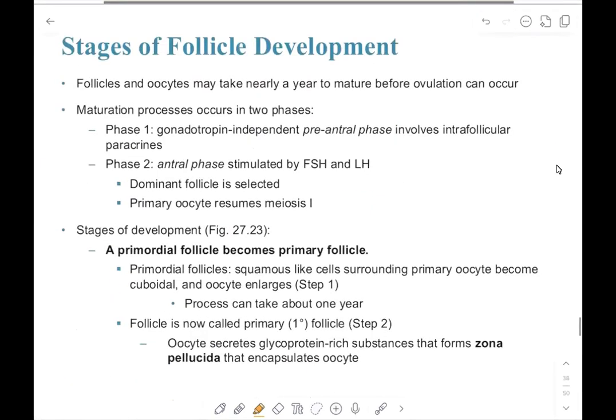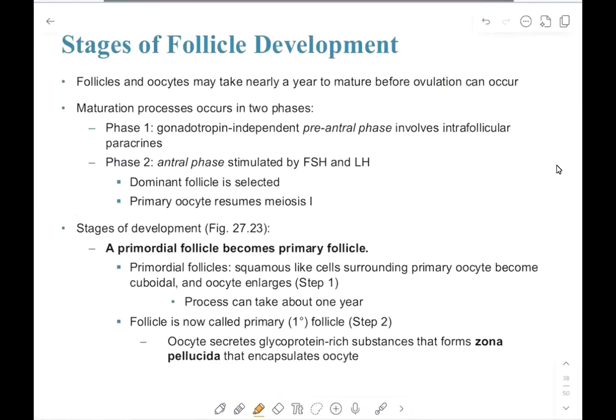So this shows our stages of follicle development, which we've talked a little bit about. And the figure that we're going to look at concerning this is shown next on the next slide. But the maturation is going to occur in 2 phases. Phase 1 is that there's a gonadotropin independent preantral phase that involves intrafollicular paracrines. So those are actually hormones secreted from those specific granulosa cells.